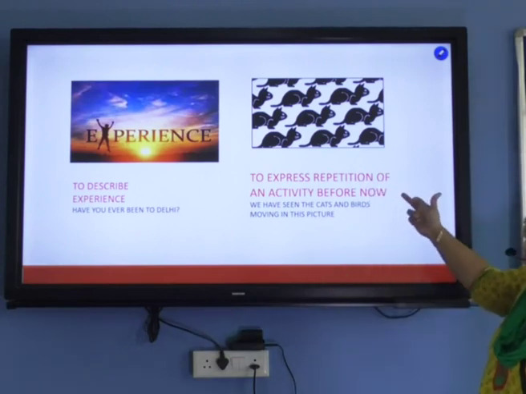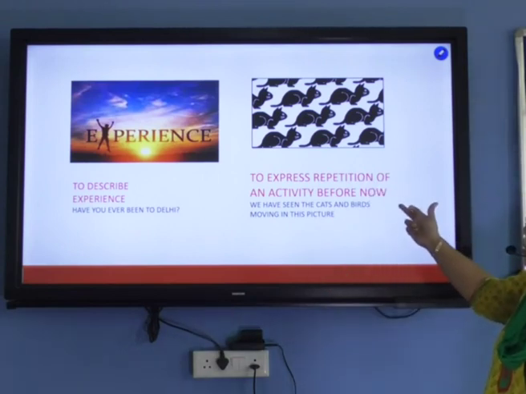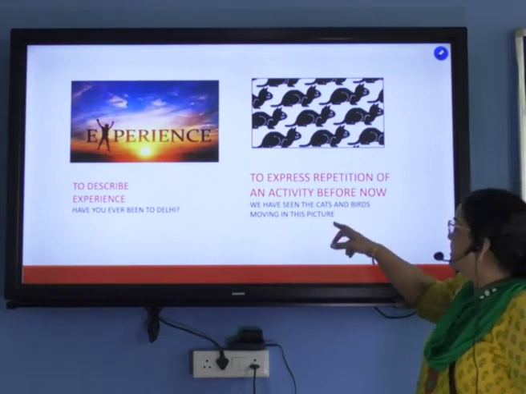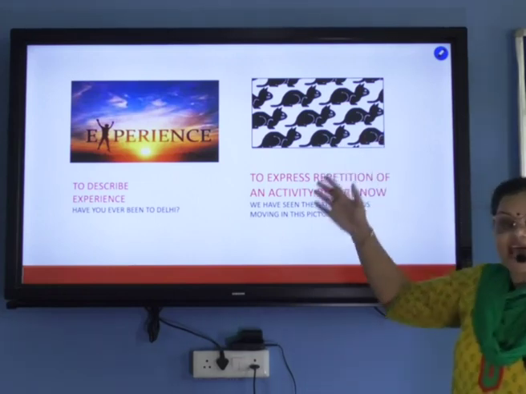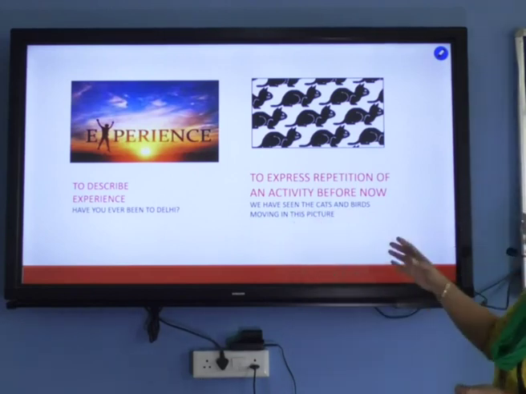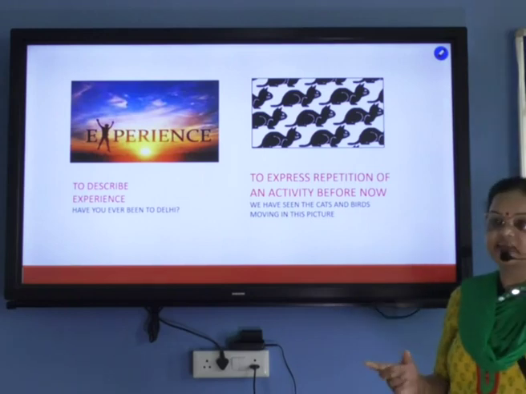Now, to express repetition of an activity before now. We have seen the cats and birds moving in this picture. So actually this is the animation. So the cats, they are moving. Okay. So express repetition of an activity.